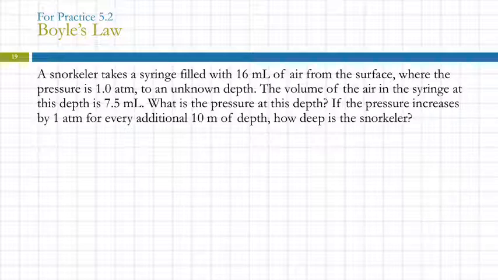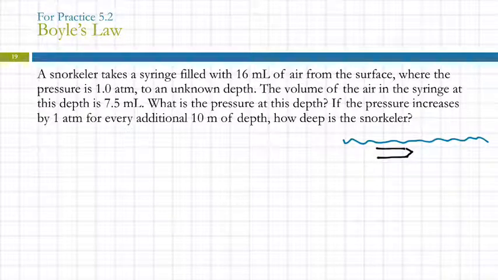Okay, this one is kind of tricky. It's not really very straightforward. Sometimes we need to draw some pictures. Even if they're ugly, they can help us figure out what all those words mean. So here we have the surface of the water, and we've got a syringe. So here's the syringe. And the volume there is 16 milliliters. So we'll say, well, this one's pretty full. Okay, so 16 milliliters. Got a bunch of air in it, right?